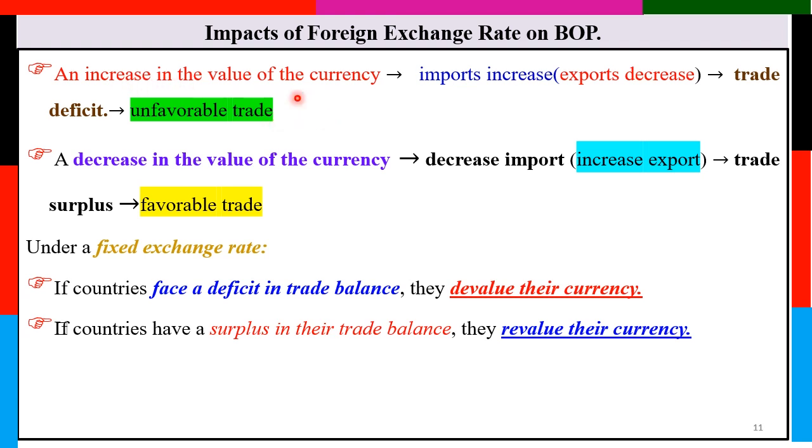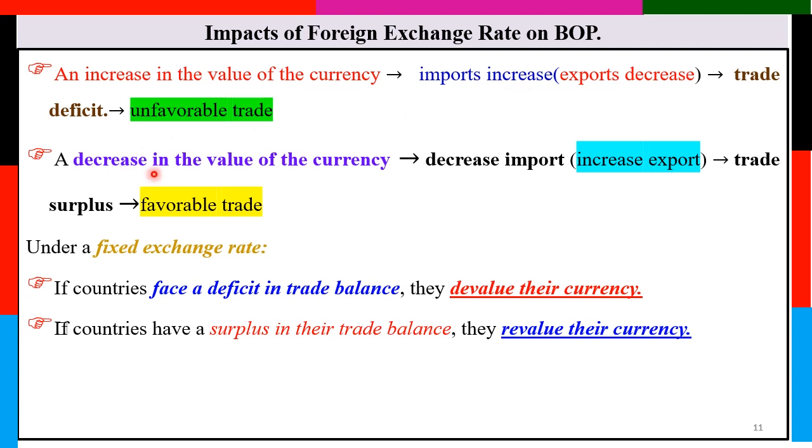So this means that when the value of the currency increases, the amount of exports decreases. Why is it decreasing? Because the domestic product becomes expensive for the rest of the world due to an increase in the value of that country's currency. Imports are increasing. Why? Because the purchasing ability of that country's currency is increasing.